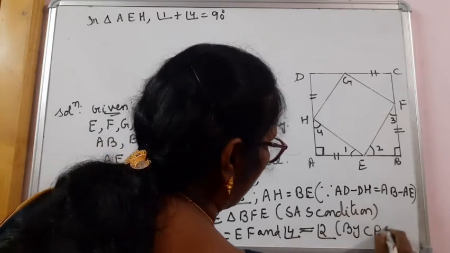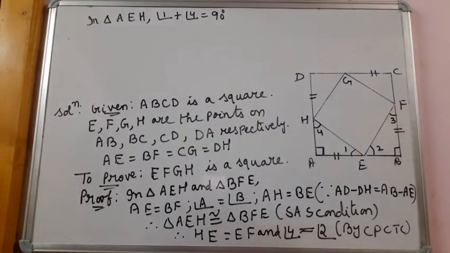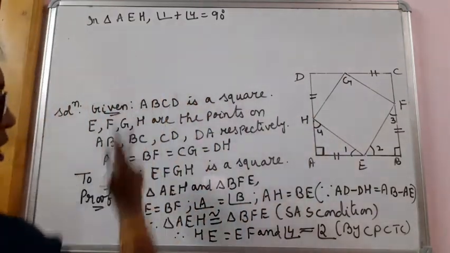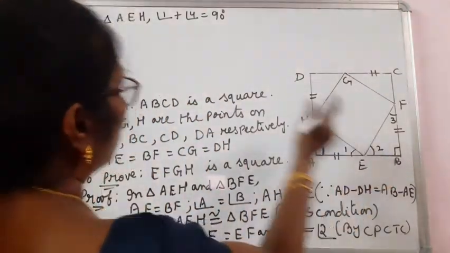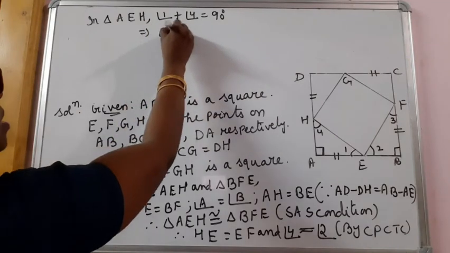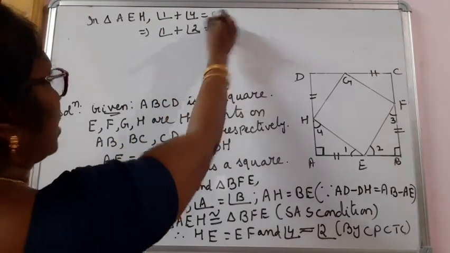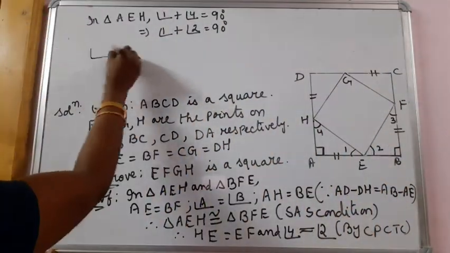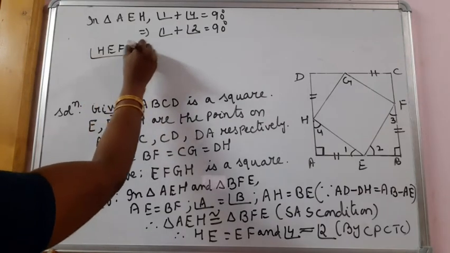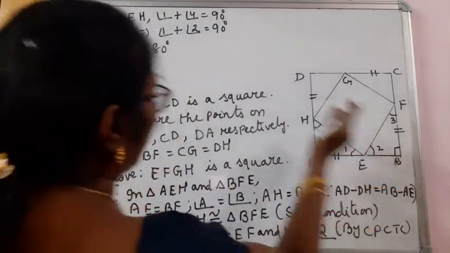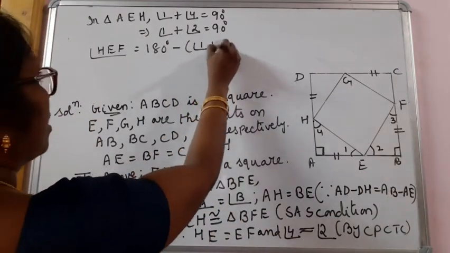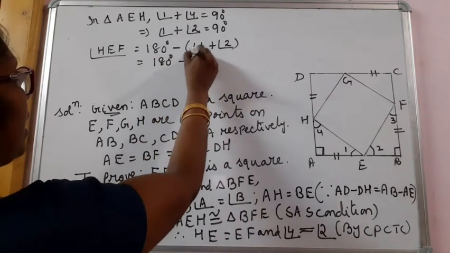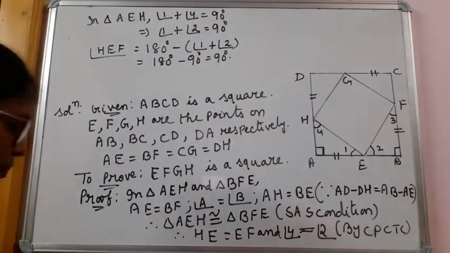By CPCTC, corresponding parts are equal. Angle 1 plus angle 4 is equal to 90 degrees in triangle AEH. But now I have shown that angle 4 is equal to angle 2. That implies angle 1 plus angle 2 is 90 degrees. Angle HEF is equal to 180 degrees, the complete angle, minus angle 1 plus angle 2. That gives you 180 degrees minus 90 degrees, that equals 90 degrees.